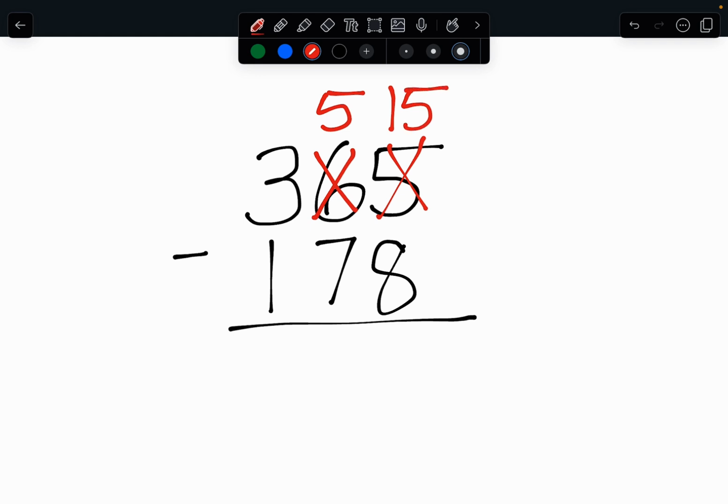So now you can do 15 minus 8. What is that going to give us? Let's stop and think for a second. See if you can remember those subtraction facts. 7 would be the right answer. Now, can I take 7 away from 5? No, I can't. So I'm going to come over to this 3, make it a 2, turn this into 15. 15 minus 7 is what? 8. 2 minus 1 is 1. Okay?